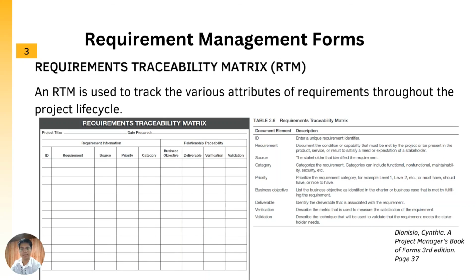The third and last is the Requirements Traceability Matrix or RTM. An RTM is used to track the various attributes of requirements throughout the project lifecycle. It uses information from the requirements documentation and traces how those requirements are addressed to other aspects of the project. This form shows how requirements will be traced to project objectives, work breakdown structure deliverables, the metrics they will be measured to, and how they will be validated.